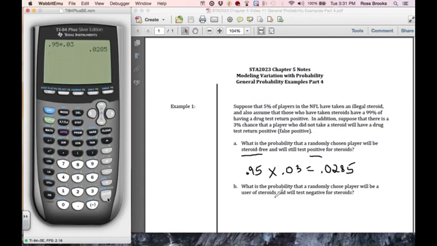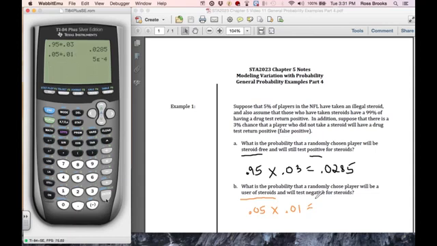Part B says, what is the probability that a randomly chosen player will be a user of steroids and will test negative? So what's pretty much the probability that you can take steroids and get away with it in the NFL? Well, the first characteristic will be the person is a user of steroids. We know that 5% or 0.05 use steroids. And if you use steroids, you have a 99% chance of a positive drug test, which means you have just a 1% chance of getting that negative result. Very slim chance. There's a 99% chance it goes back positive, which is the true result. Only a 1% chance you get a negative result. And so if we multiply these out, we will get our answer for this question.